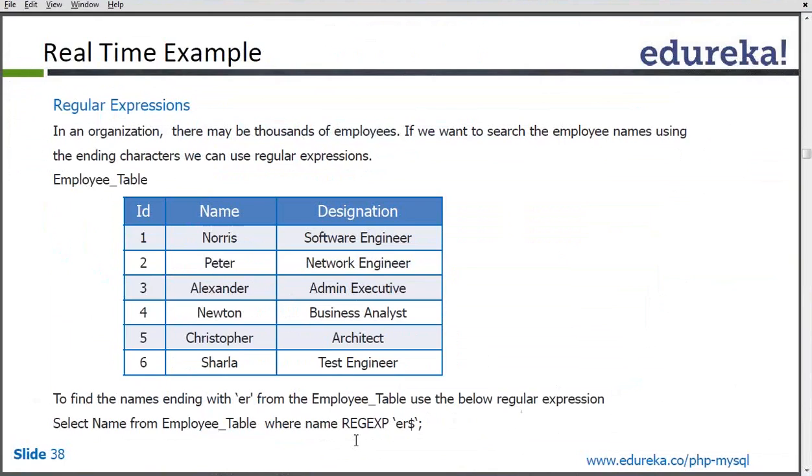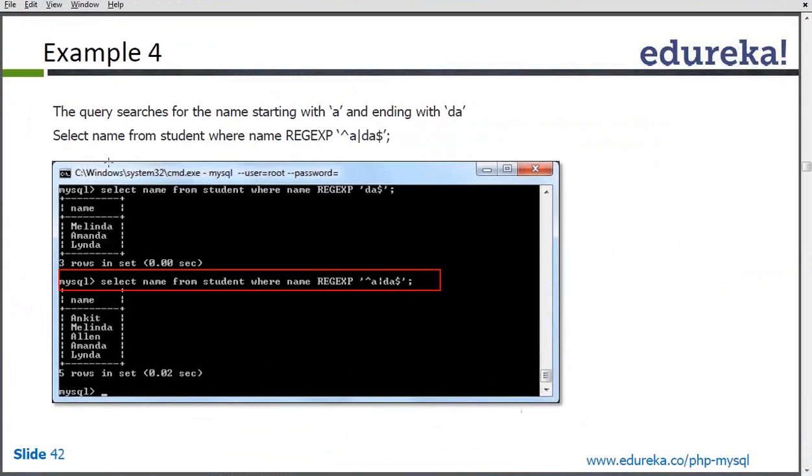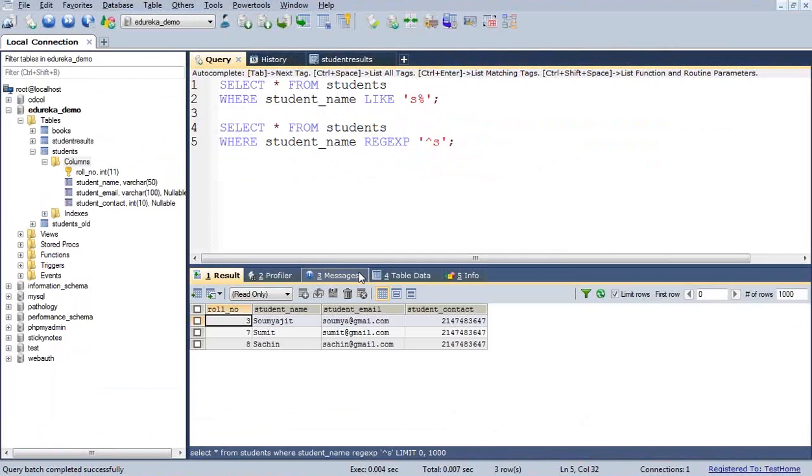So here you can see, in this case they are getting data that is ending with DA. Now they are getting data that either starts with A or ends with DA. Same thing we can do here, that start with S or end with IT. So I will get all the records that either start with S or that end with IT.